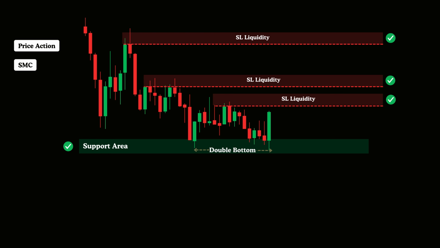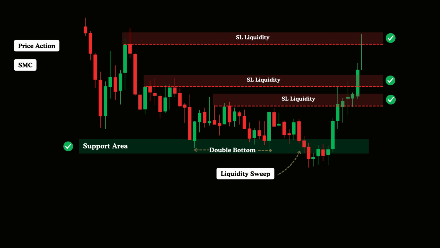So, before the price rises, it first sweeps the stop losses of retail buyers around the support area, collecting that liquidity, and then rallies upward, grabbing the liquidity above, alongside price action and smart money.